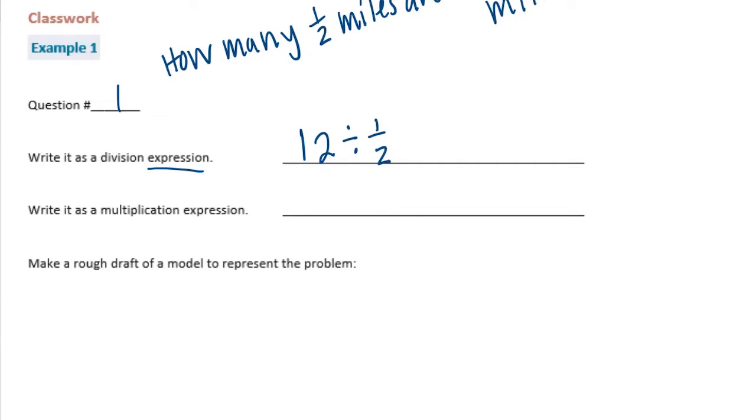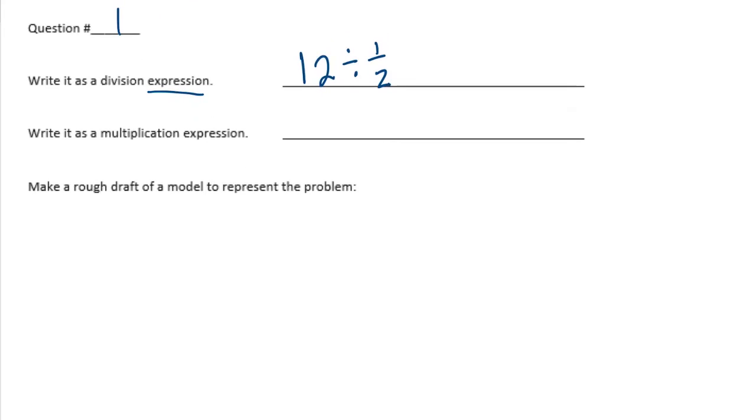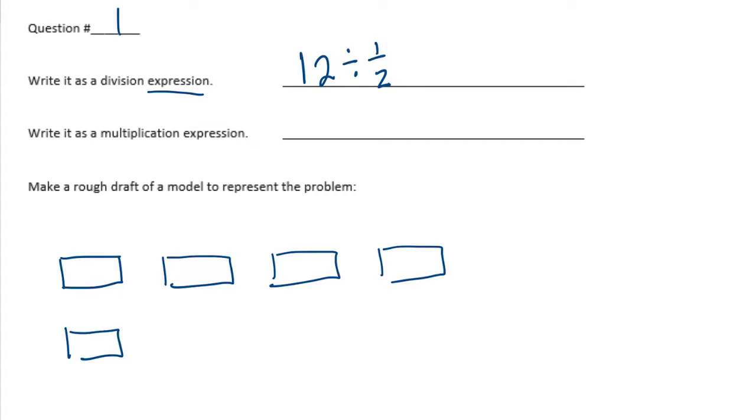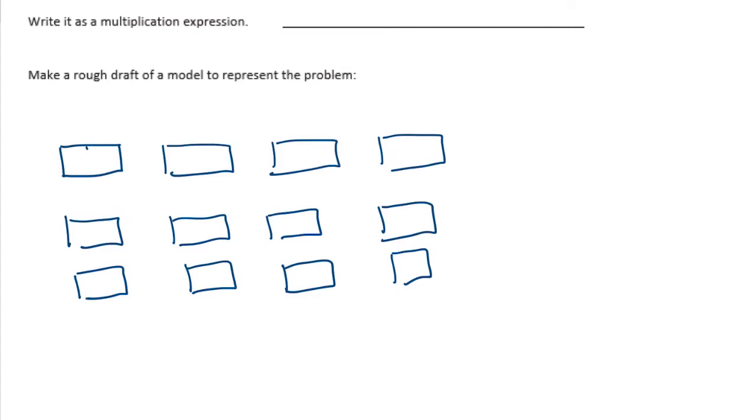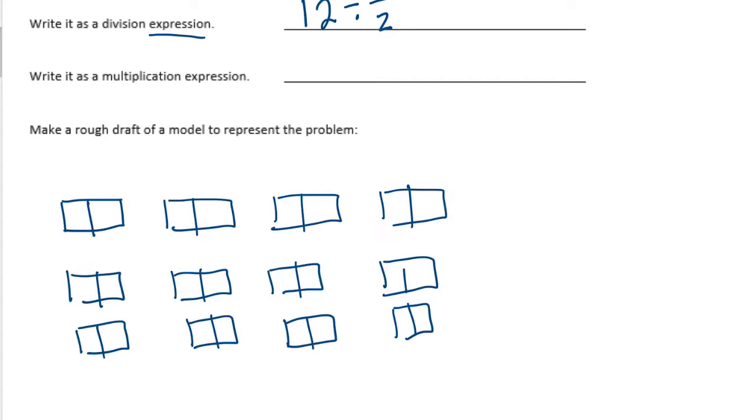Write this as a multiplication expression. So I'm going to actually draw a picture first so that we can see better why the multiplication expression is the way it is. So I'm going to do 12 divided in halves. I'm going to draw 12. Okay, so there's 12 holes. Now I'm going to divide them in half. And then when I counted them all, I would have 1, 2, 3, 4, 5, 6, 7, 8, 9, 10, 11, 12, 13, 14, 15, 16, 17, 18, 19, 20, 21, 22, 23, 24.